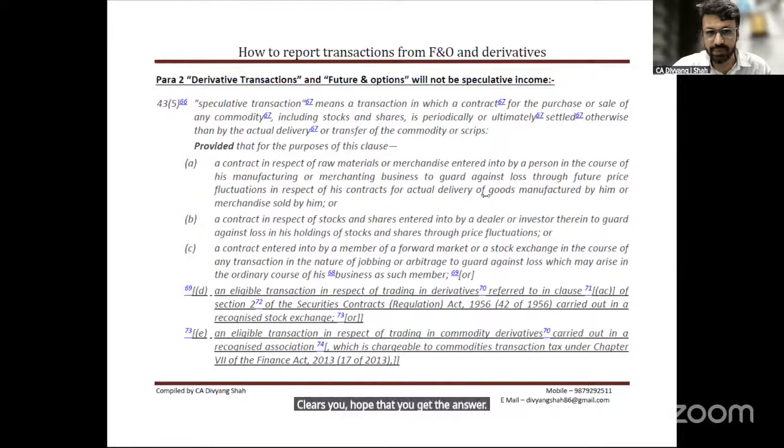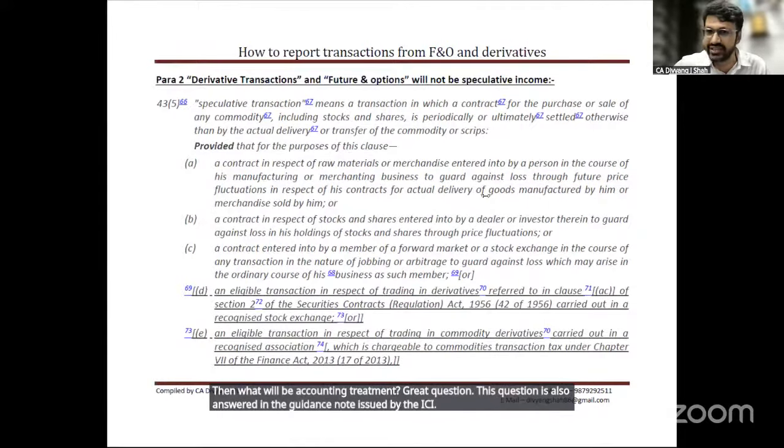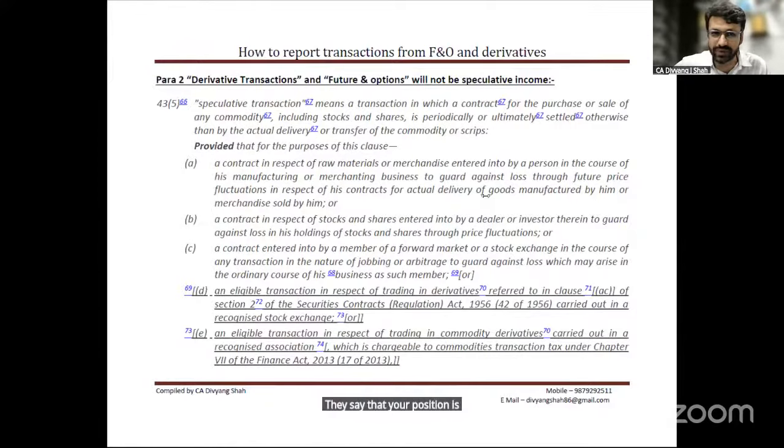Moving to next. Pallavi: if short positions of options are open as on 31st of March 2025, then what will be the accounting treatment? Great question. This question is also answered in the guidance note issued by the ICAI. They say that if your position is open as on 31st of March 2025, it is not squared off. So nothing of that transaction will be counted for turnover. It will be open. No entry will be there in your books of account.